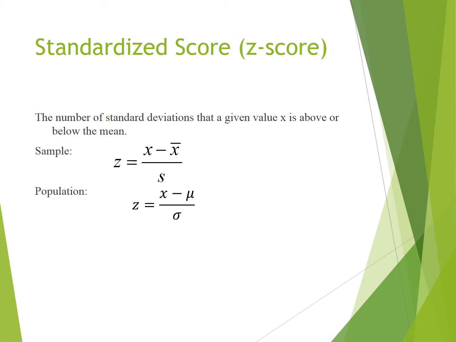And we can deal with the z-score for a sample or a population, and the difference would be whether you're using sample mean versus population mean, and whether you're using sample standard deviation versus population standard deviation. And we normally round z-scores to 2 decimal places.